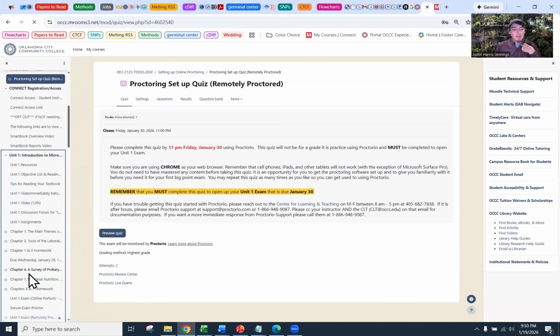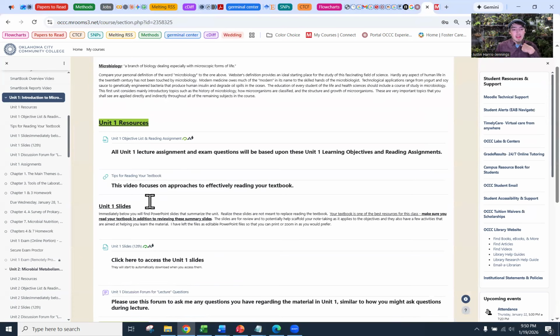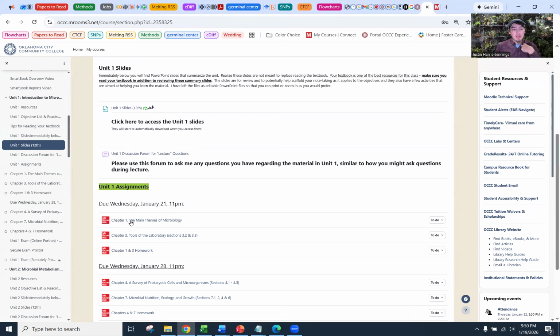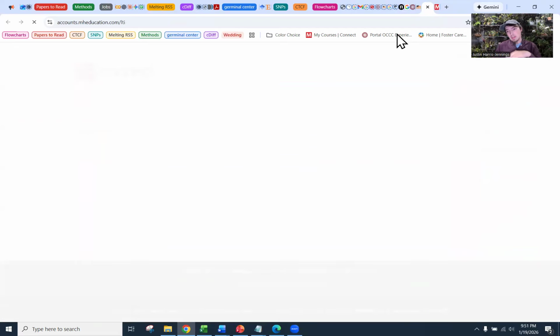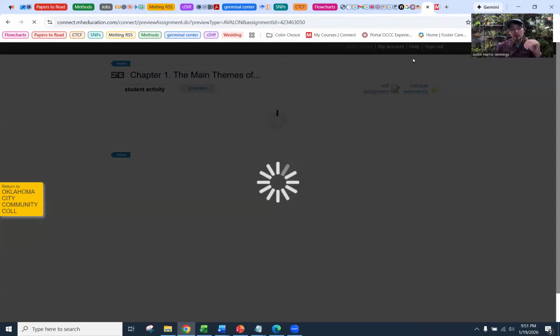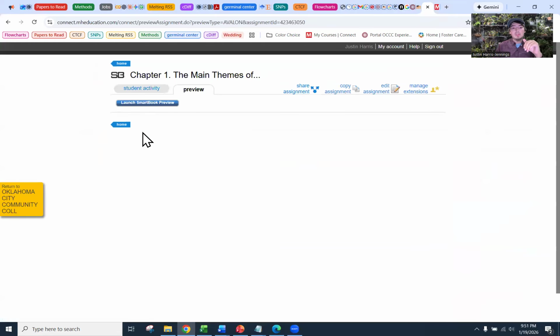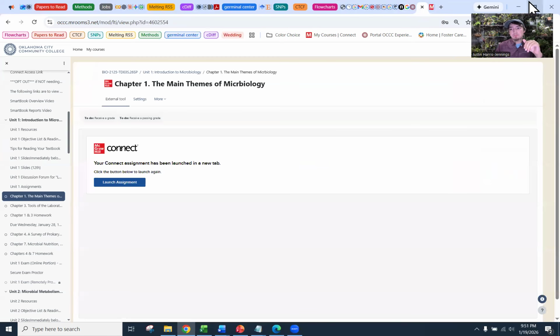Outside of that, you'll have Unit 1. Unit 1 will then have your exams, your recorded lectures and video content here. And then you'll have Chapter 1 for your Connect, and you'll click that and it will take you to Connect, and you can actually go through and start that assignment there.